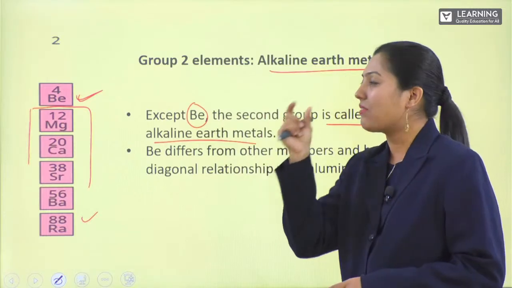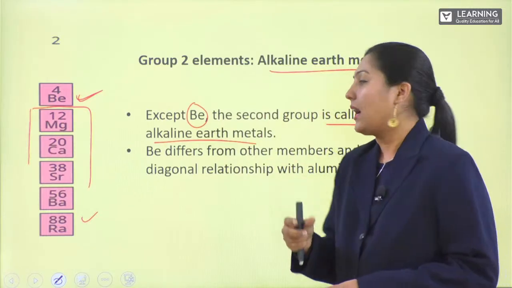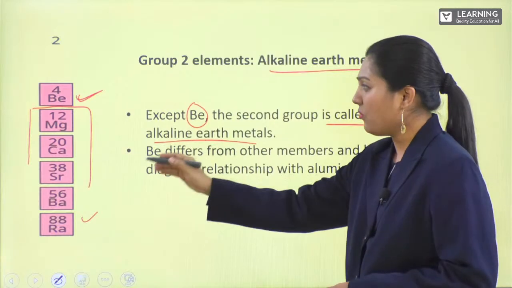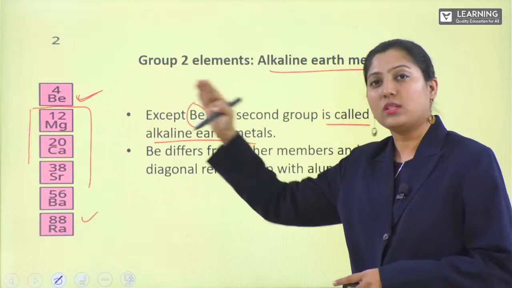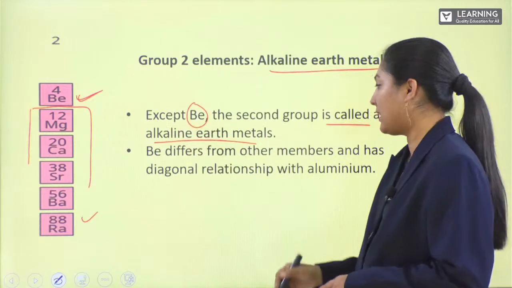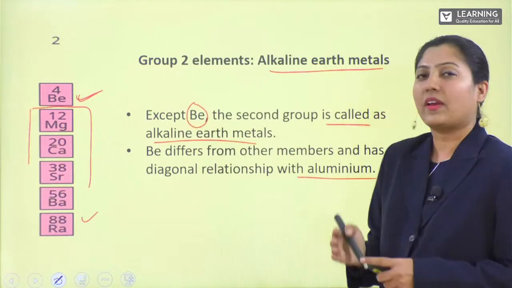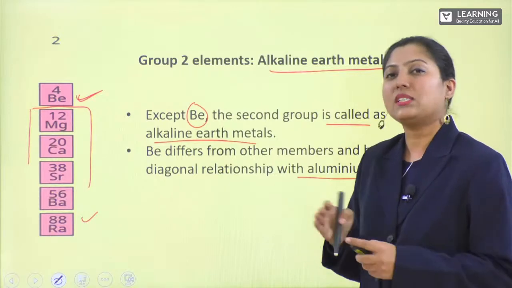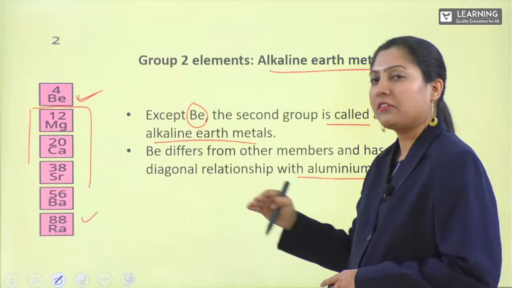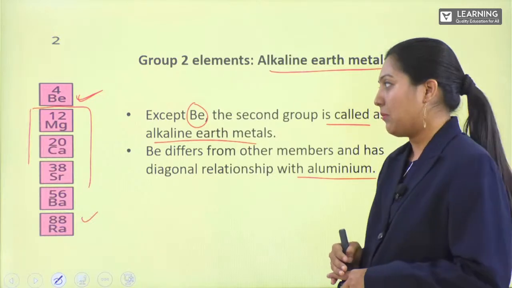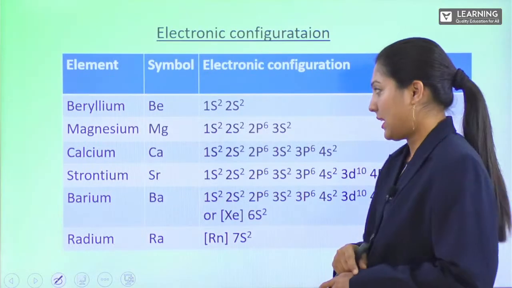As we know, it has a very small size, and due to that its properties differ from those of the other elements. Also, beryllium has a diagonal relationship with aluminium, where it shares some of its properties with aluminium. Hence it differs a bit from all other elements due to its smaller size.